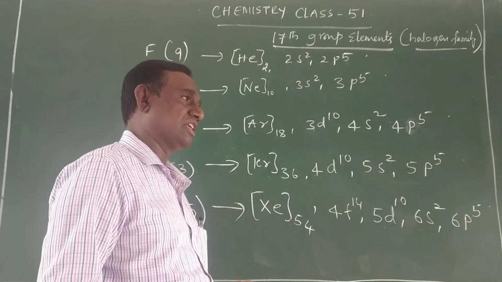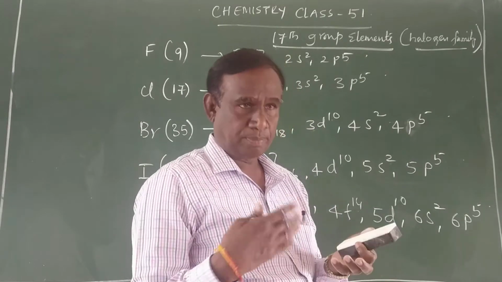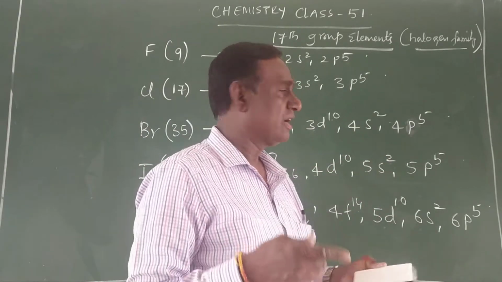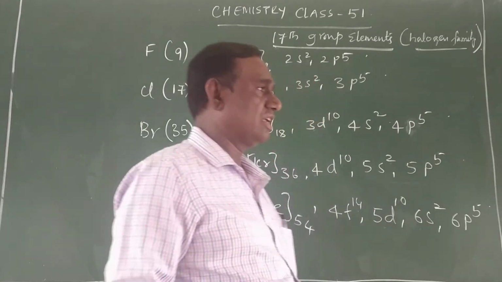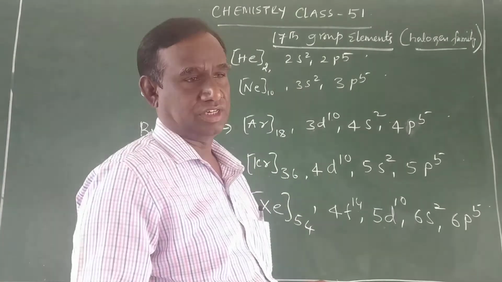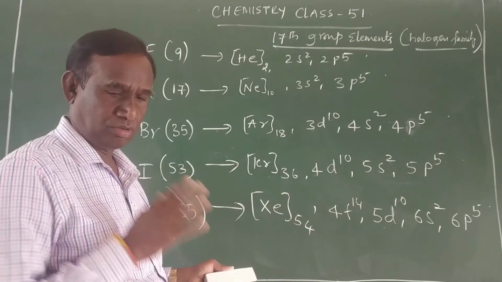So they are always eager to take one more electron to pair up and get the octet structure. Eight electrons is called the octet structure. Since it has 7 electrons, all these elements exhibit a -1 oxidation state. So this is the electronic configuration of group 17 elements.